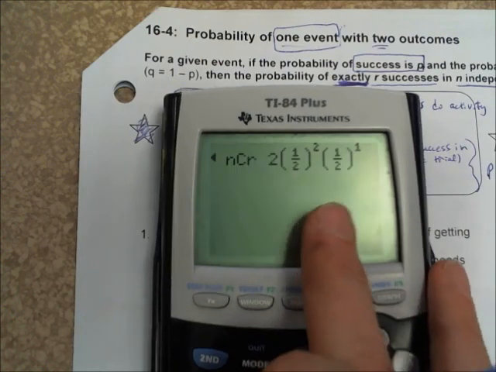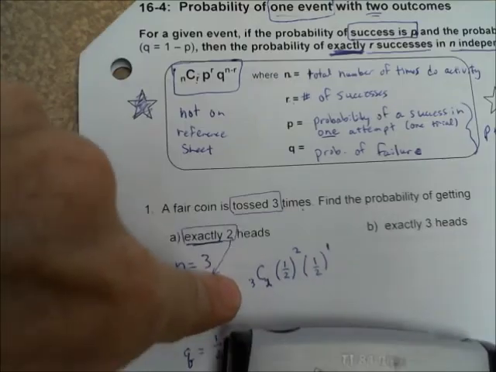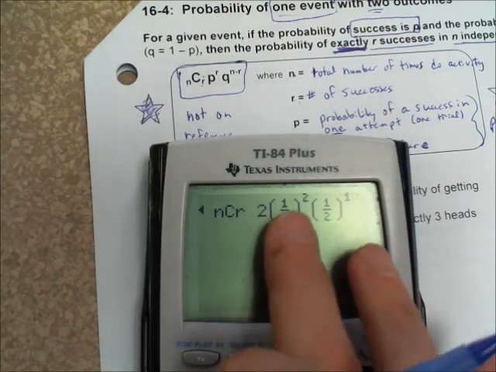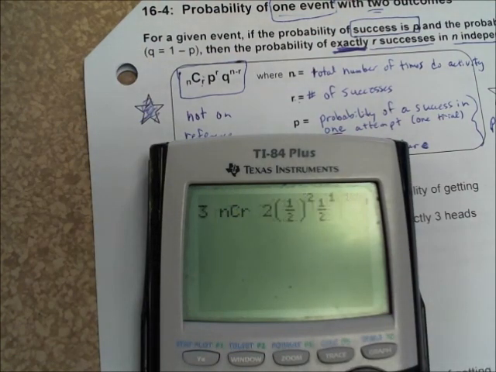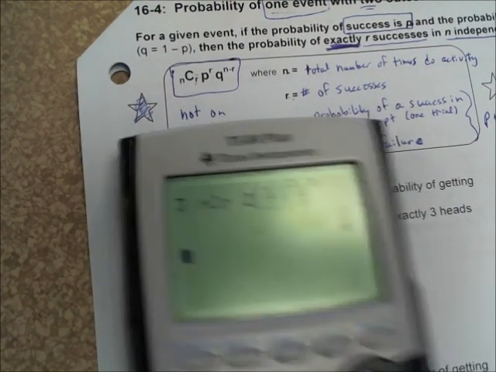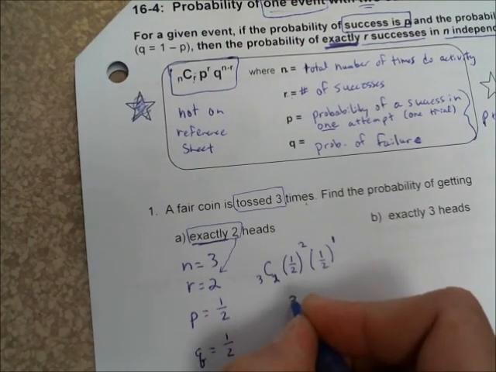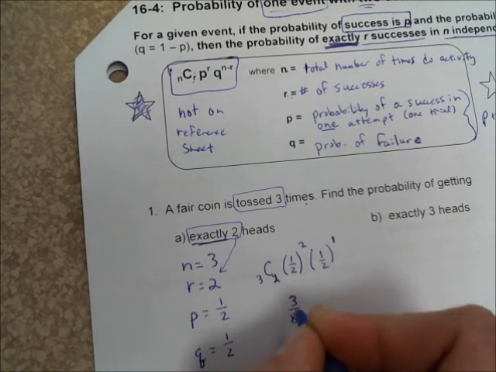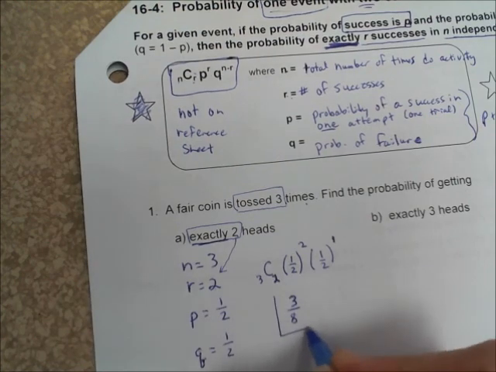So in your calculator goes exactly what we just put on our paper. 3C2 times 1/2 to the 2 times 1/2 to the 1. And our answer is 3 out of 8. So we have a 3 in 8 chance of getting exactly 2 heads when we flip the coin 3 times.